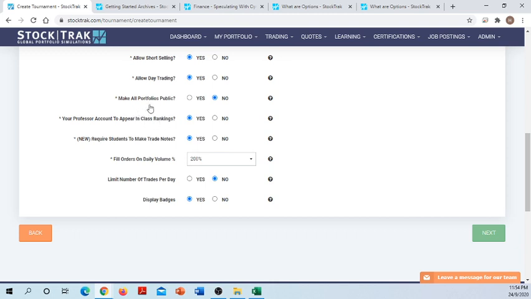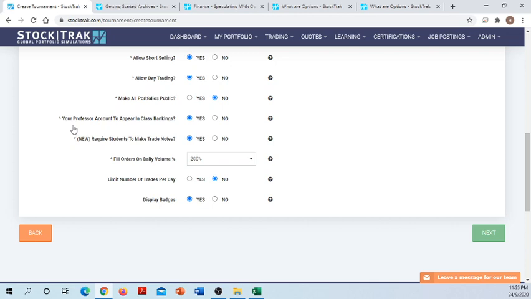If you want to make portfolios public, this option will allow participants to view each other's trades, open positions and trading notes. Personally, I prefer not to make this available, because some students might avoid putting in effort and they will mimic or imitate their colleagues, and we don't want to encourage that.